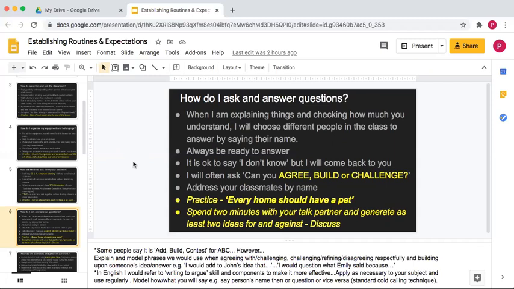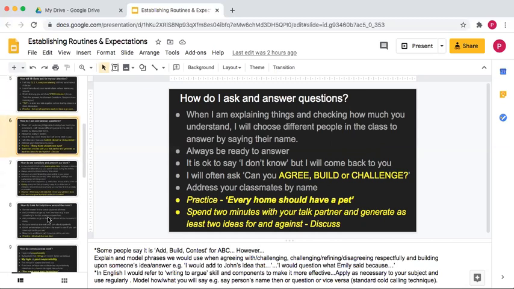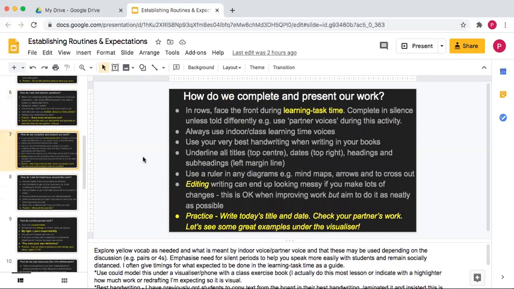What phrases might somebody use? If you type into Google Images, agree, build, challenge, there'll be nice little sentence stems you may even want to display on the screen whilst you're discussing things. But the important thing is you come back to people if they don't know. I think that's really powerful, and you have to make sure that you do it consciously.